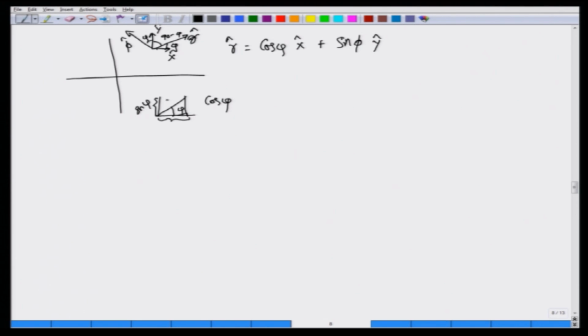Okay. What is the magnitude of r? The magnitude of the r unit vector should be equal to 1, and is this equal to 1?